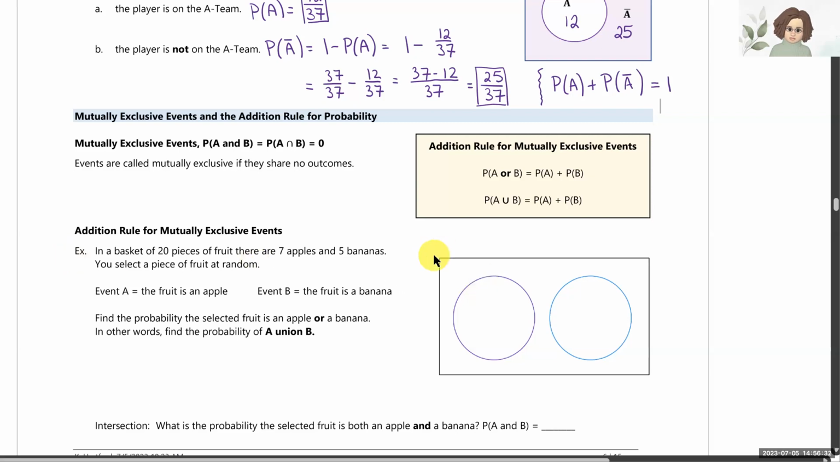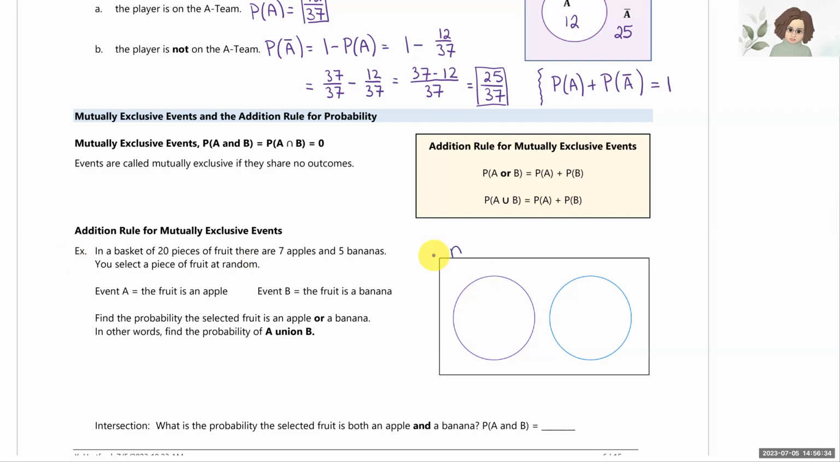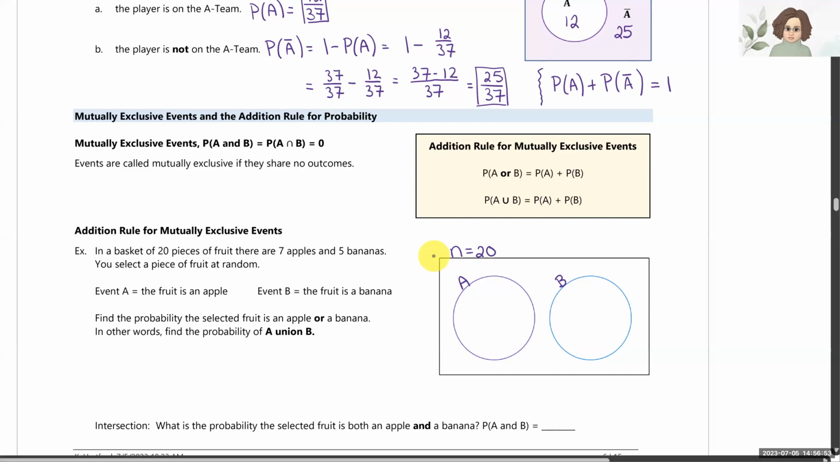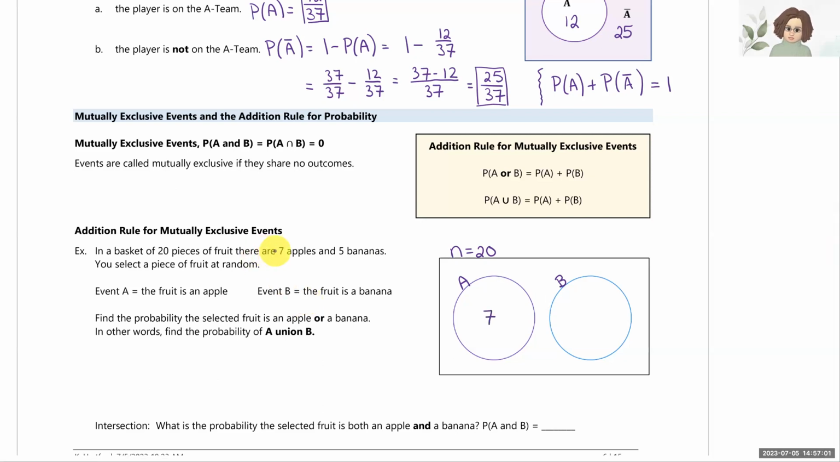So on my Venn diagram here, I'm going to write n equals 20. So my rectangle represents my basket of fruit. We'll let event A be, it's a fruit that's an apple, and event B, it's a banana. All right, so hopefully it's clear that these events are mutually exclusive because a piece of fruit cannot be both of those things. So you're either going to pick a fruit and get one of the apples, 7 of those, or get one of the bananas.